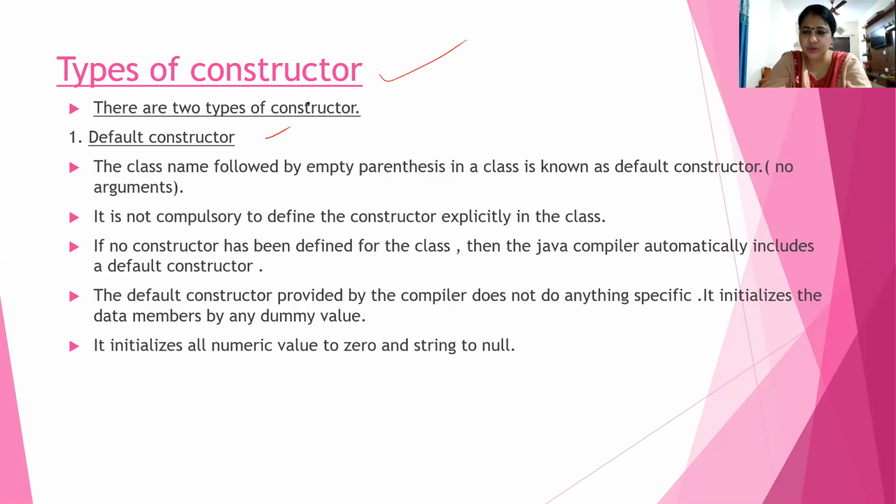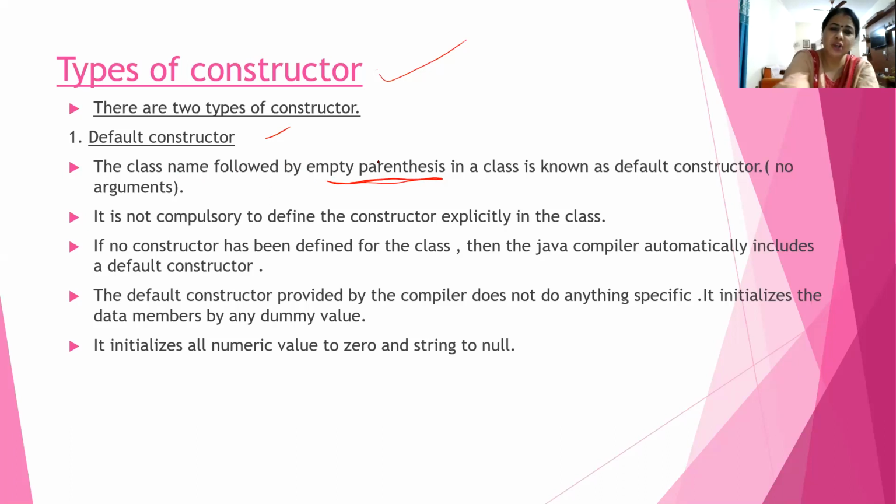Default means if you have not mentioned it, then also it is automatically attached to the class, or automatically included in the program. That is called the default. So the default constructor is the class name followed by empty parenthesis. In the parenthesis you never write any argument or parameter. It is always empty. Then only we can say it is a default constructor. Within the parenthesis, we should not write any argument.